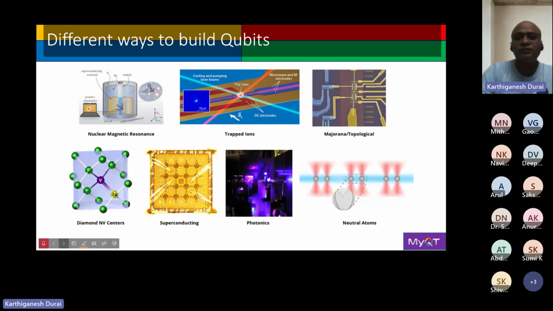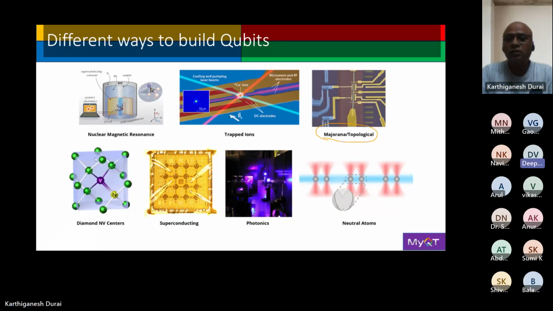So these are some of the images of those technologies, whatever I have discussed. I have an image for the Majorana topological system. This is one, but as I told you, I don't know. Then neutral atoms, photonics, superconducting, trapped ion, and nuclear magnetic resonance, diamond NV center. These are all the images related to those topics I have discussed. Okay. This PPT will be shared in your OneDrive, so you can download and use it if necessary. Yeah. Any question? There is a question in the chat box.